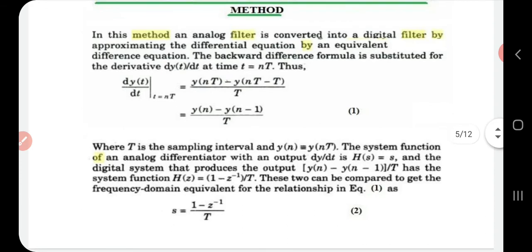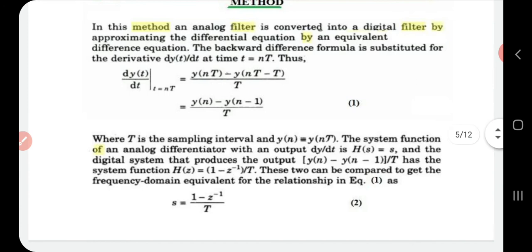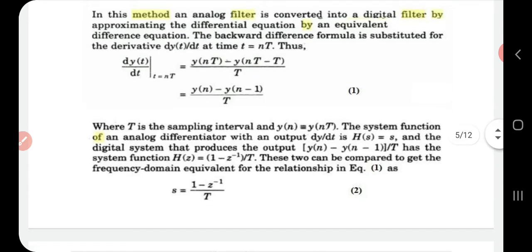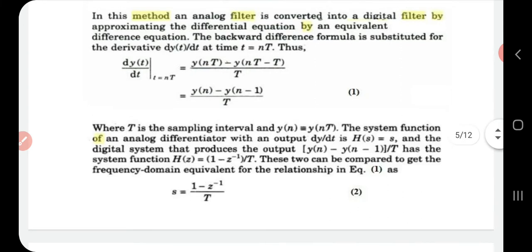In this method, an analog filter is converted into a digital filter by approximating the differential equation by an equivalent difference equation. Now the backward difference formula is substituted for the derivative dy by dt at time t equal to nT. This same sentence I have also said in class 3. Okay, so please refer to that. Thus dy by dt at time t equal to nT is given by this.